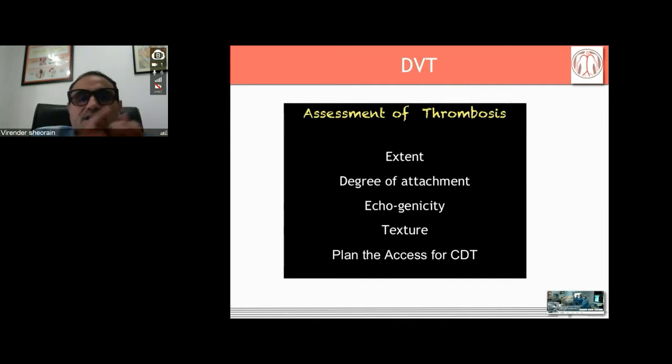Look for the extent. Start from the toe, but definitely go up and look into the iliacs and the IVC. It is very important for the treatment purpose and for how the patient will land up with chronic venous insufficiency in future. Degree of attachment: sometimes as you go more cranial, the thrombus is attached to one of the walls of the vein, and that is what we call a hanging or free-floating thrombus, which can be devastating sometimes, and an indication for an IVC filter.